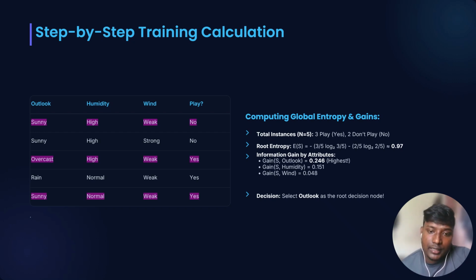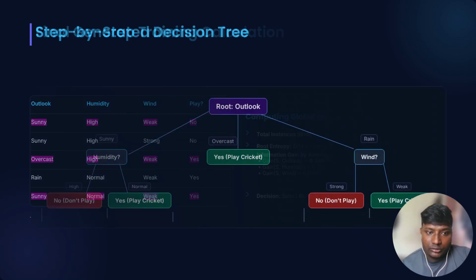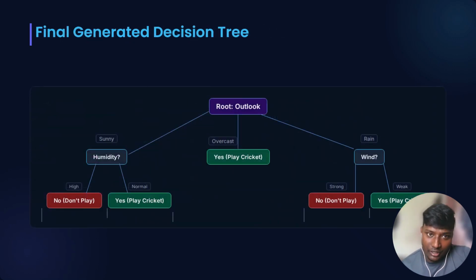In the slide you are seeing that outlook, at 0.246, has the highest information gain. Since outlook has the highest information gain, ID3 selects it as our root node. This means outlook is the most informative question we must ask first. Then if we keep this recursive loop, calculating the entropy and splitting the remaining subsets, this beautiful tree is constructed, as seen on the screen.